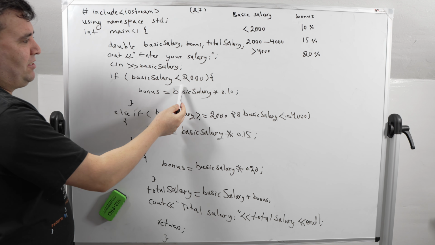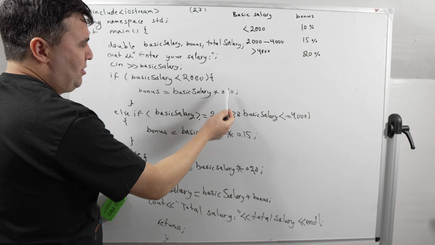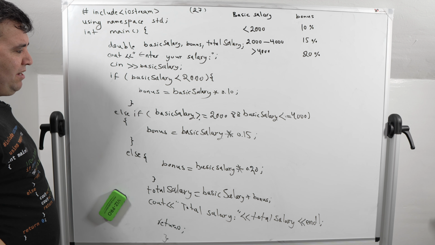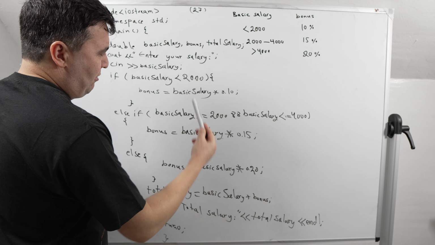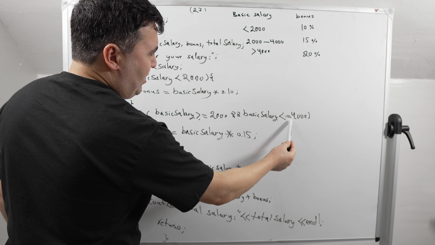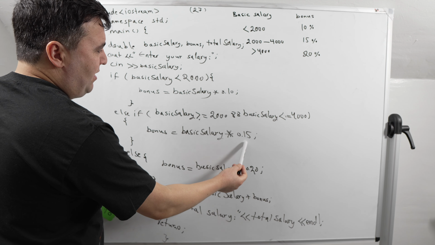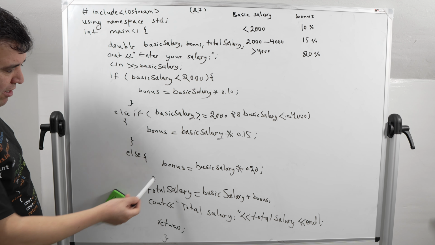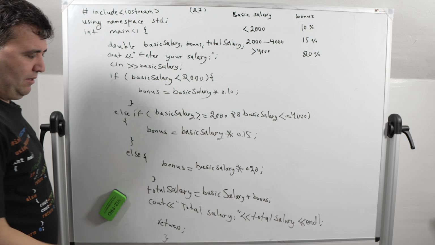If the basic salary is less than 2,000, we calculate the bonus equal to basic salary multiplied by 0.10, because we need to add a 10% bonus on that salary. Else if the basic salary is greater than or equal to 2,000 and less than or equal to 4,000, we calculate the bonus as basic salary multiplied by 0.15, which is 15%. Otherwise, we calculate the bonus as basic salary multiplied by 20%.